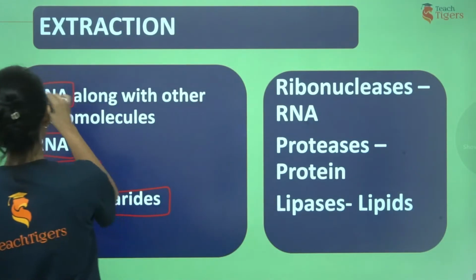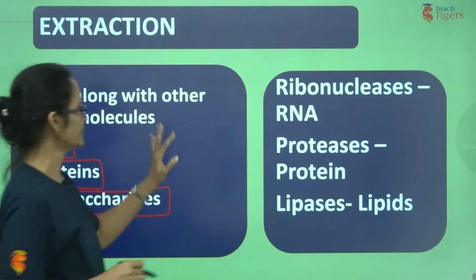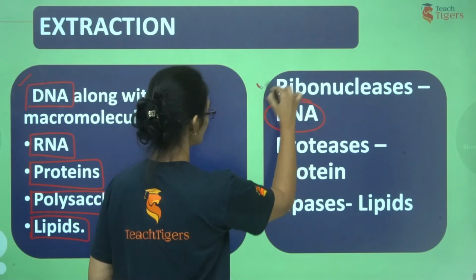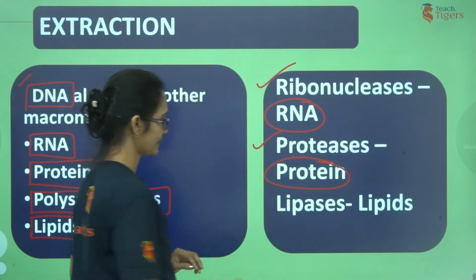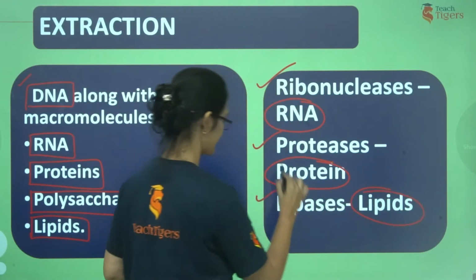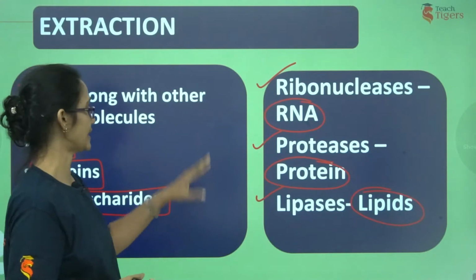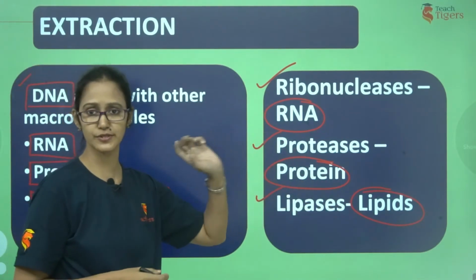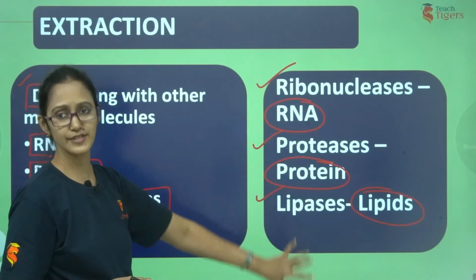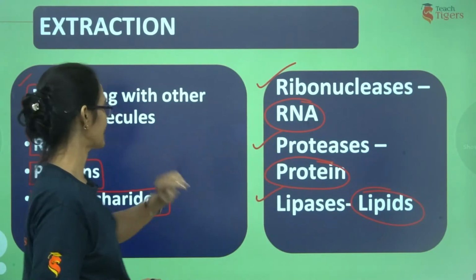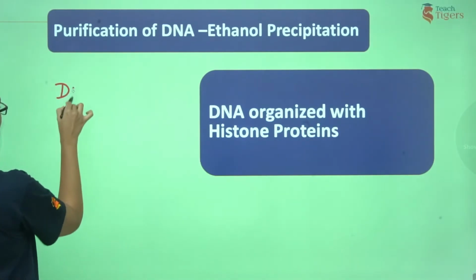Yes. Now here, out of all these 4 major biomolecules, we are supposed to remove the RNA by using ribonuclease enzyme. Protein should be removed by protease enzyme. Lipids should be removed with the help of lipases. So here, the major contaminants in the cell extract in this context are RNA, proteins and lipids. And we are supposed to remove all these contaminants with the help of the respective enzymes. Now once you remove all these contaminants, we will be left with the DNA, the crude extract of the DNA.